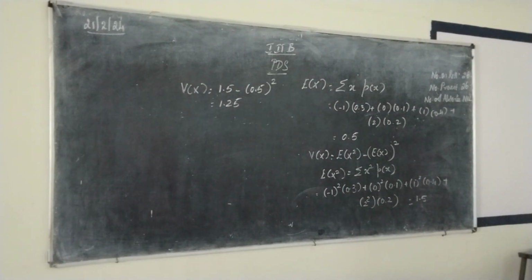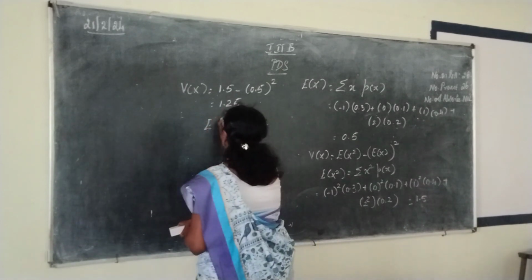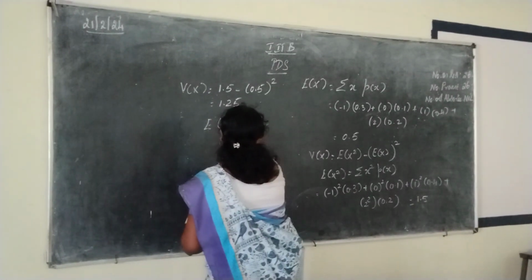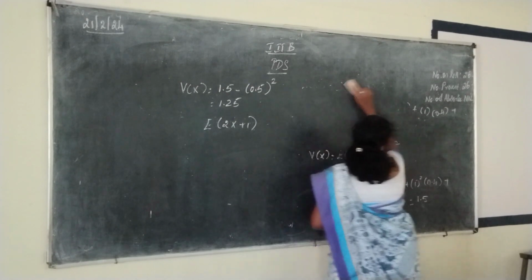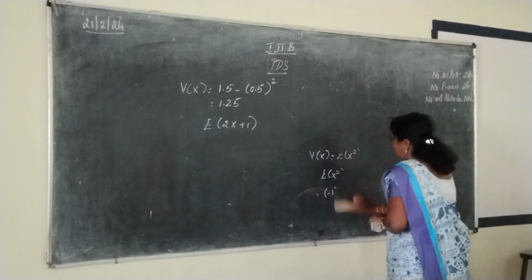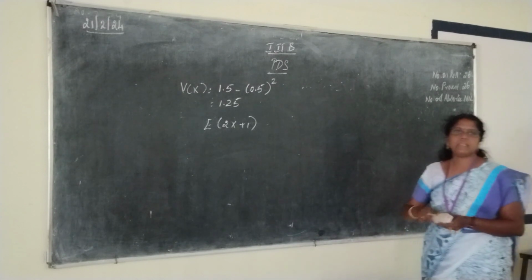Got it? Yes. What is the next one you have to find? E of 2x plus 1. When I discuss this one, I am going to tell you the properties of the expectations. Remember that one. Only x means you can find it directly. How to find the expectation of a constant or a multiplication. Similarly, we are going to discuss it for variance also. So write next one. You have to find expectation of 2x plus 1. You can split and write this into two parts.